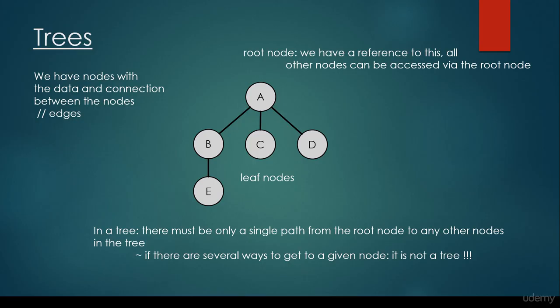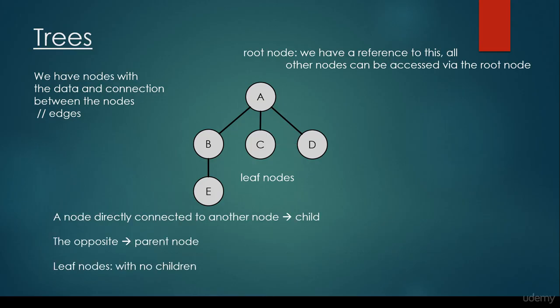In the tree, there must be only a single path from the root node to any other node in the tree. If there are several ways to get to a given node, then it's not going to be a tree. For example, this situation is not a tree because we can get from A to D directly, or we can go from A to C and then from C to D. So there are two ways to the same node, so it's not going to be a tree.